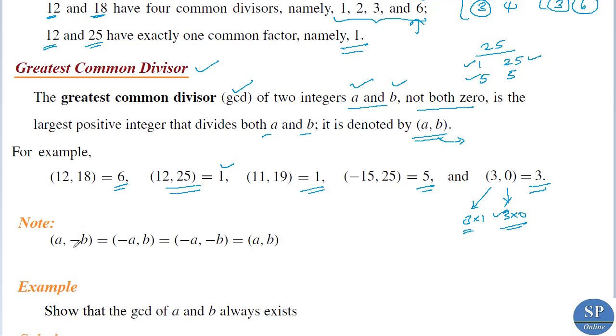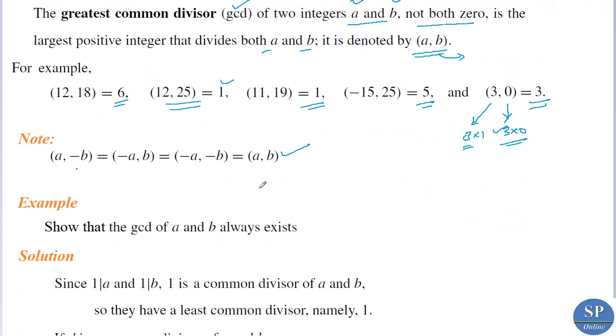Now we have that GCD of a comma minus b is equal to GCD of minus a comma b, equal to GCD of minus a comma minus b, equal to GCD of a and b. Now we can discuss an example. Show that the GCD of a and b always exists. If you are taking any positive integers a and b, then the GCD of a and b always exists.